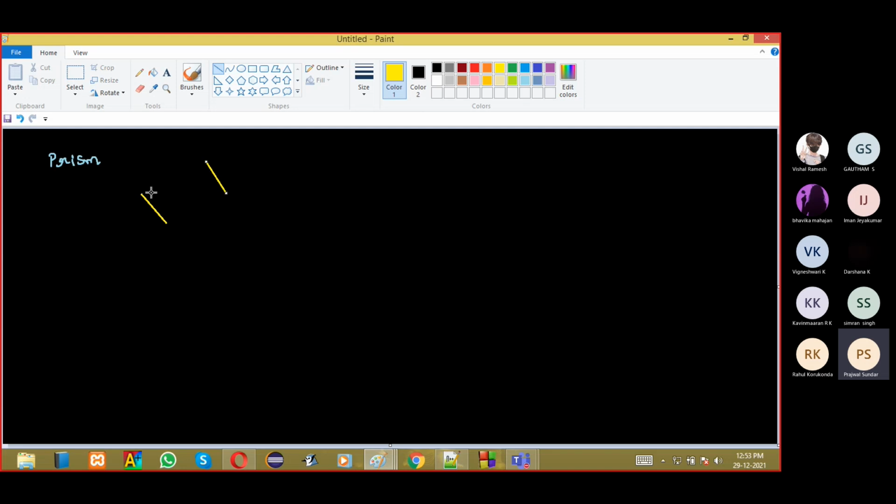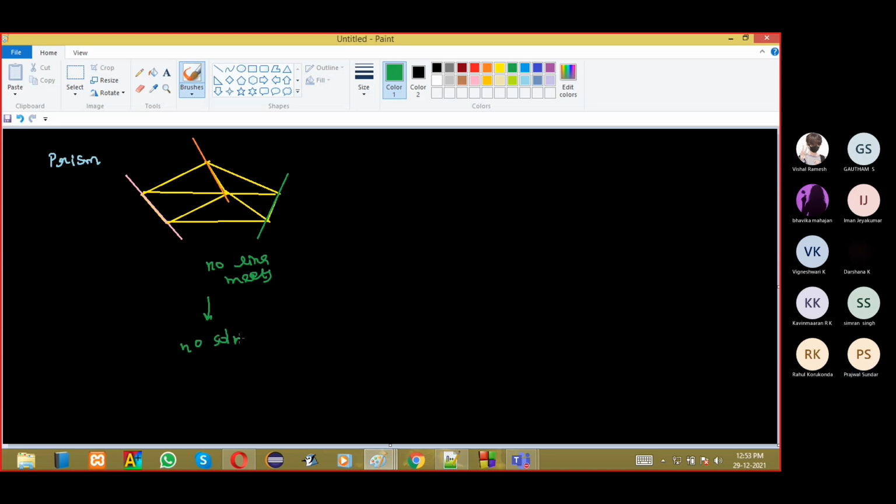You are having one like this. This is one plane. This is another plane. This is another plane. See, this is one line of intersection. This is another line of intersection. And this is another line of intersection. They don't meet. No line meets. So that means there is no solution.